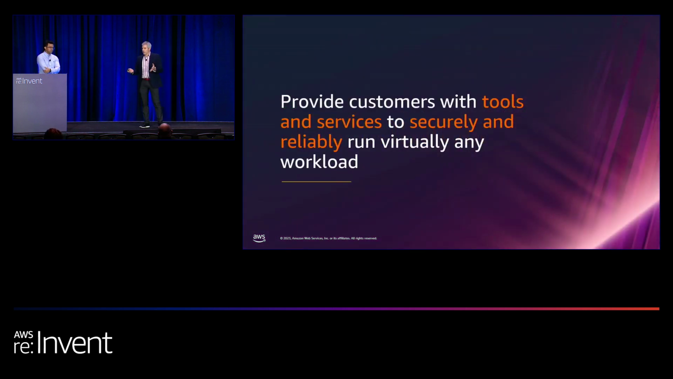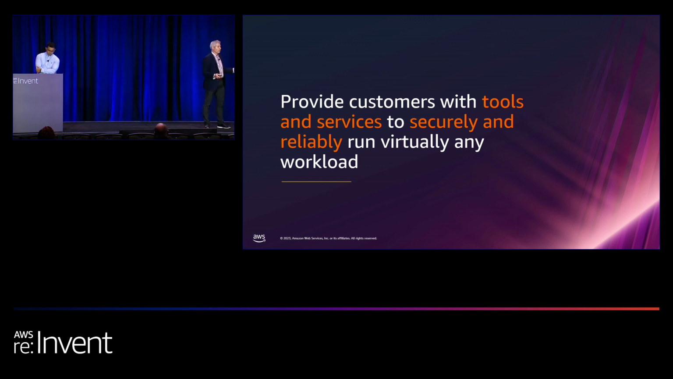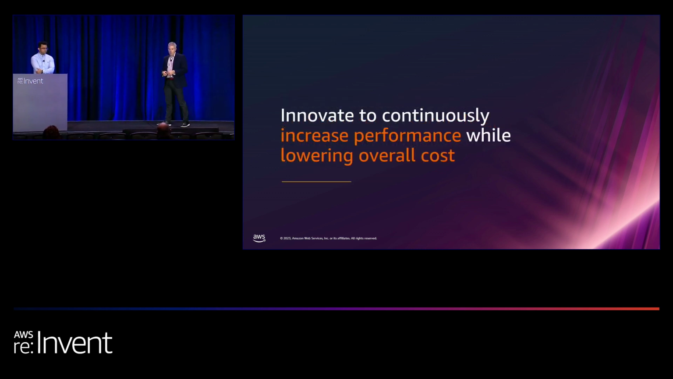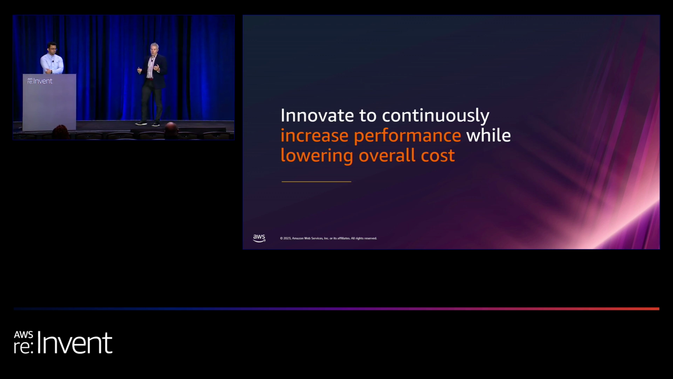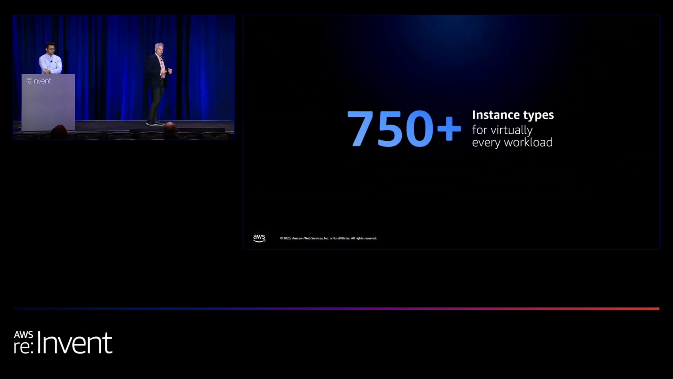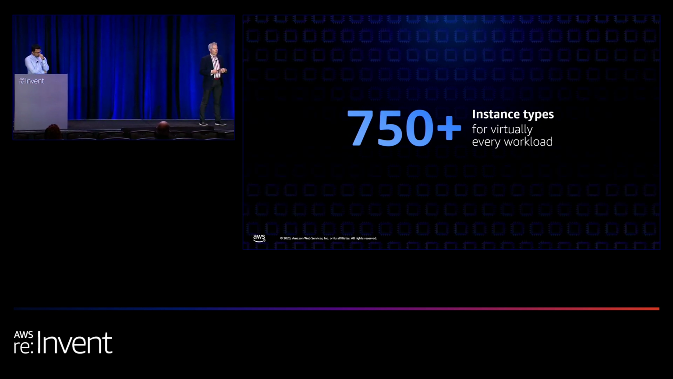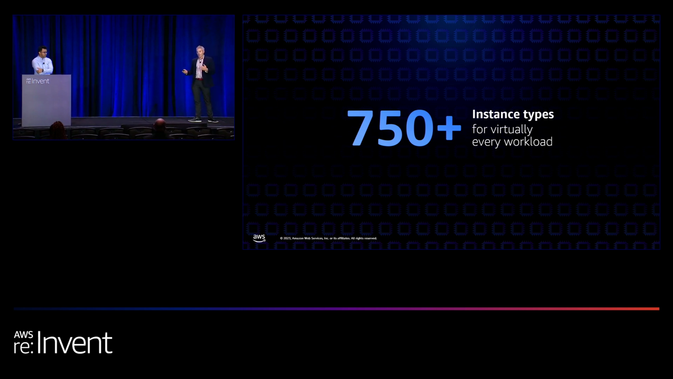So we continue to have 2 goals here: to provide all of you customers with tools and services to reliably run virtually any workload, and to do continuous innovation to increase performance. We're going to discuss how you can do that today. As I mentioned before, today we have over 750 instances available for virtually any workload. And the features we're going to talk about, starting here, are how you can use these tools to make it even easier to select an instance.